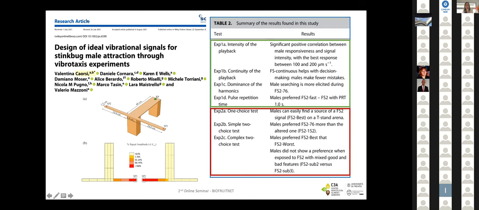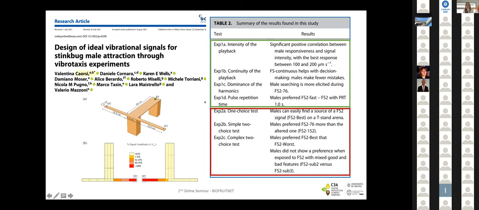And this enabled us to actually describe what were the most important parameters to attract males. So we found that the intensity of the playback was extremely important, especially considering that the higher the intensity is, the faster is the locating period for the males, so the time that the males take to find the playback. Having a continuous emission of the playback, so looping the playback, also helps, as well as using a dominant frequency that corresponds to the fundamental frequency of the signals and a very fast pulse repetition time, so a short distance between one signal and the next.